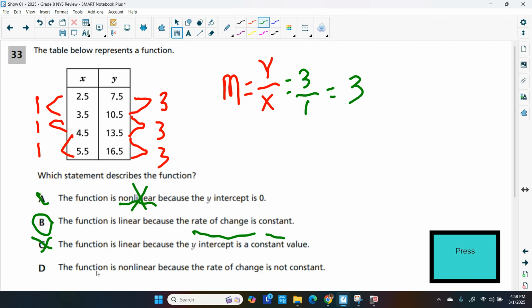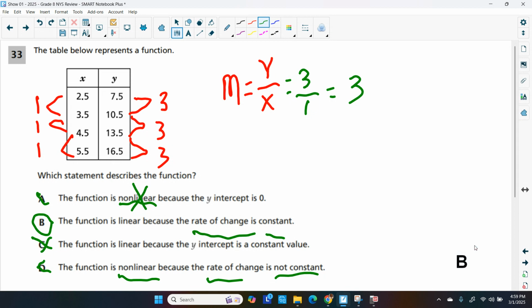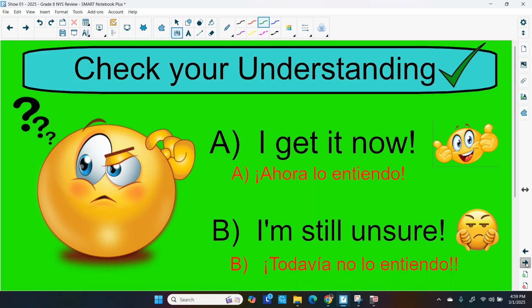And they're going to say, indeed, the function is nonlinear. Well, I'm not going to say that because the rate of change is not constant. I can't say that either. There is a constant rate of change, which is 3 over 1, and it is linear. So I'm sorry, D, you're no good either. My only answer was choice B. So, good to know about the slope. I hope you're getting what's going on. If you're not, watch the video again and write me a note, and I will write you back.